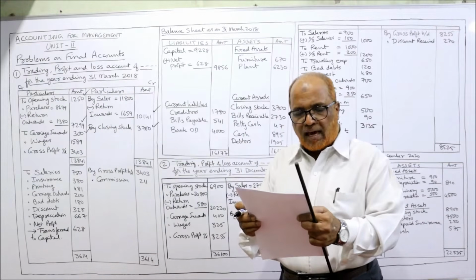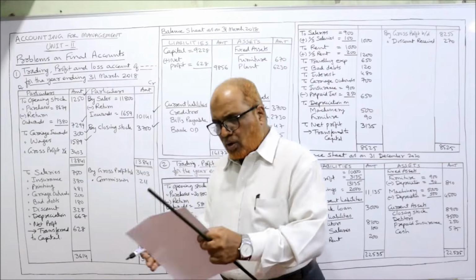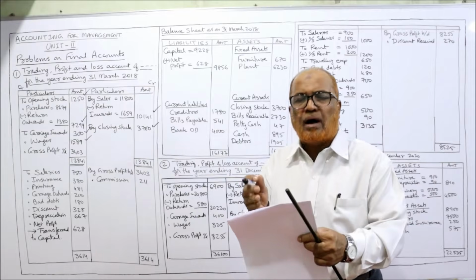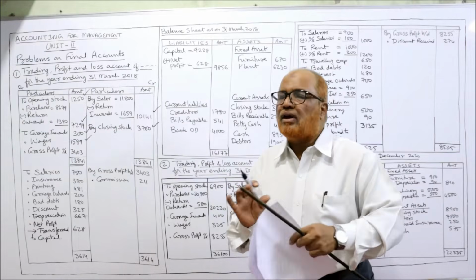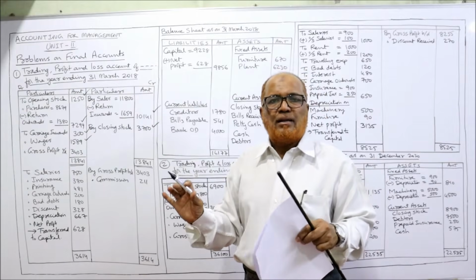Wages, apart from carriage inward, we are given wages, 1589. No other item is there which will appear in trading account. We have taken all the items. Now simply find the balance.